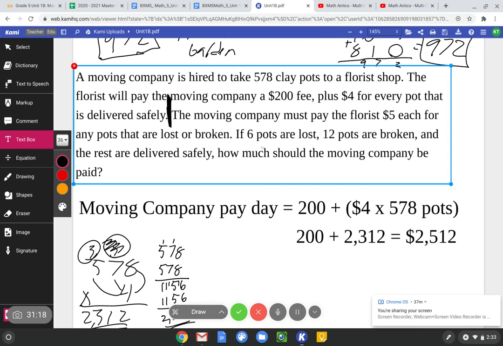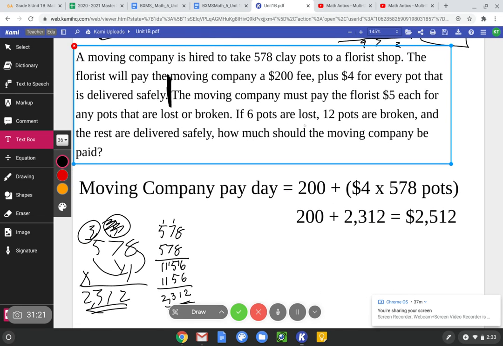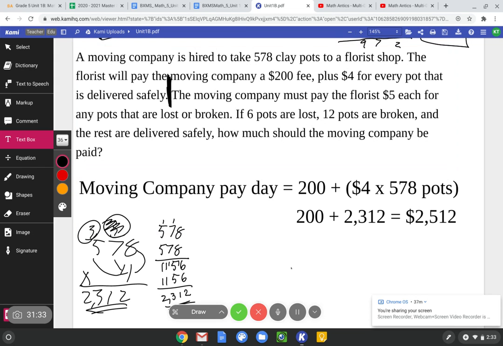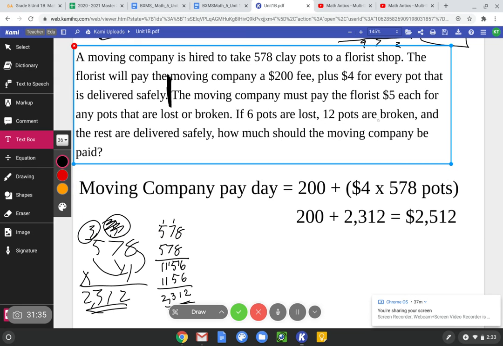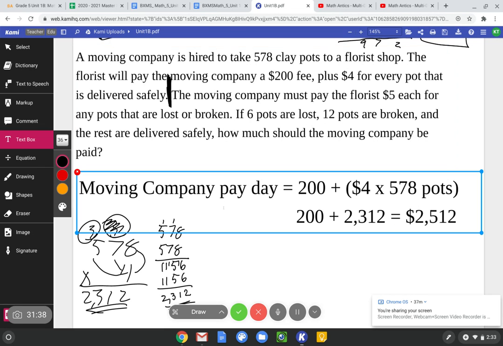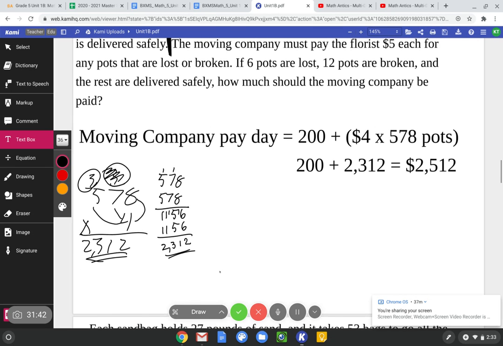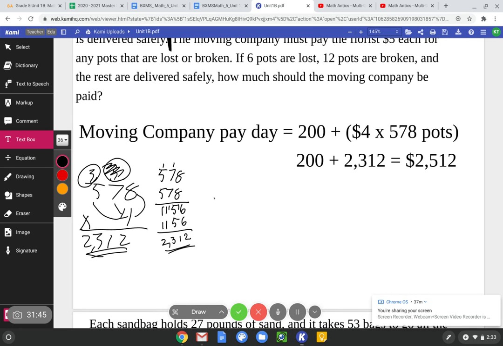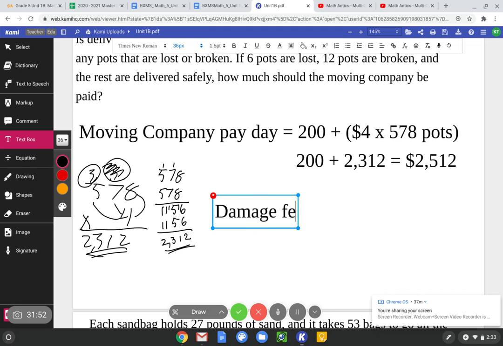So it doesn't matter that they're lost or broken. It just matters that 6 plus 12 is 18. They were trying to trick you. Did not work. Next. So 6 and 12 are broken, but the rest are delivered safely. How much should the moving company be paid? So let's calculate their mistakes. We can call this damage fee.